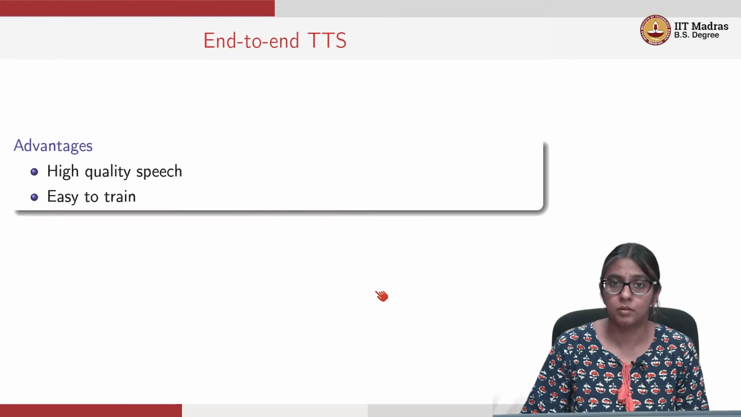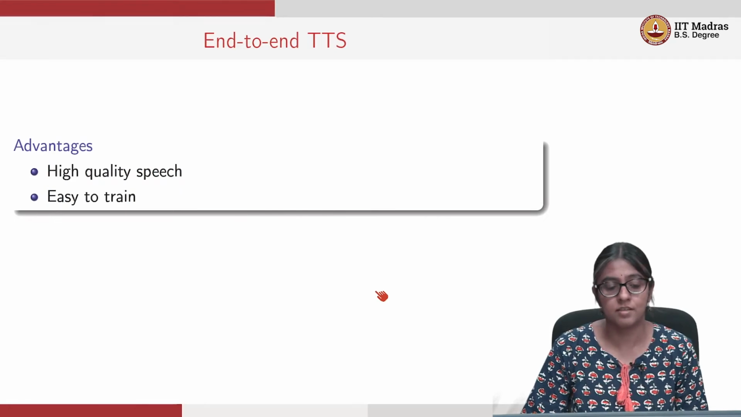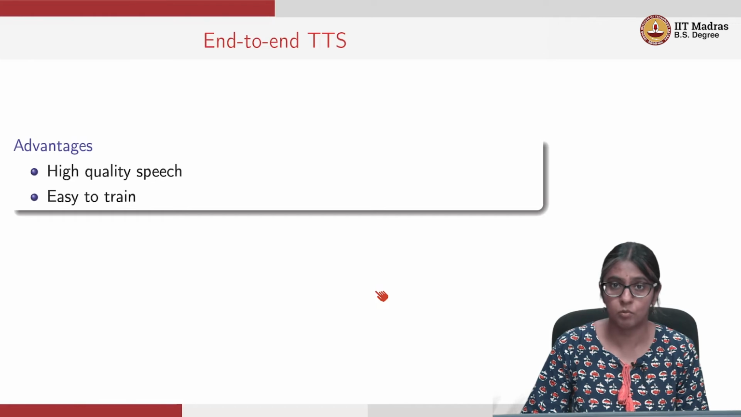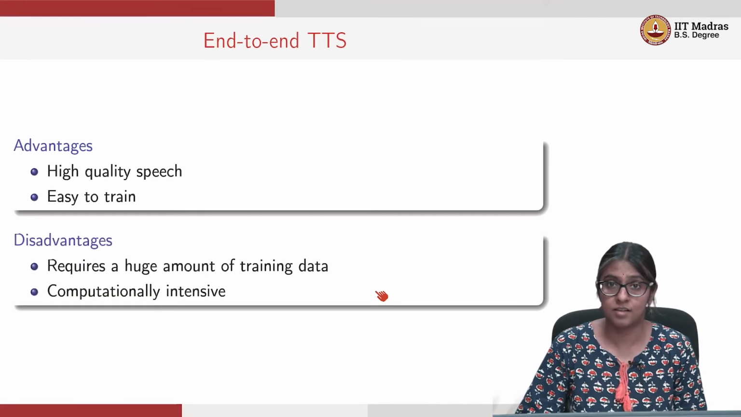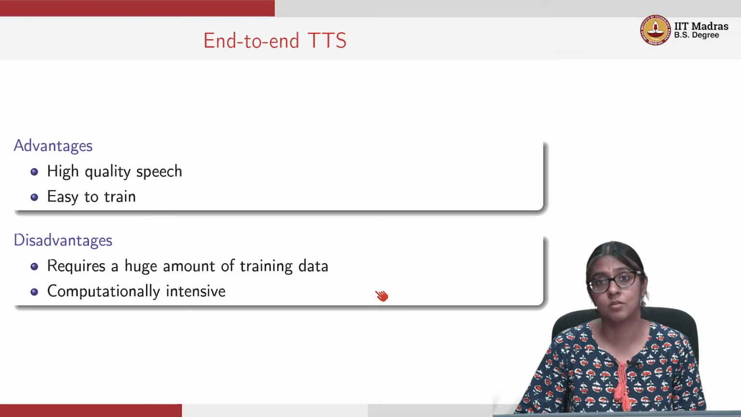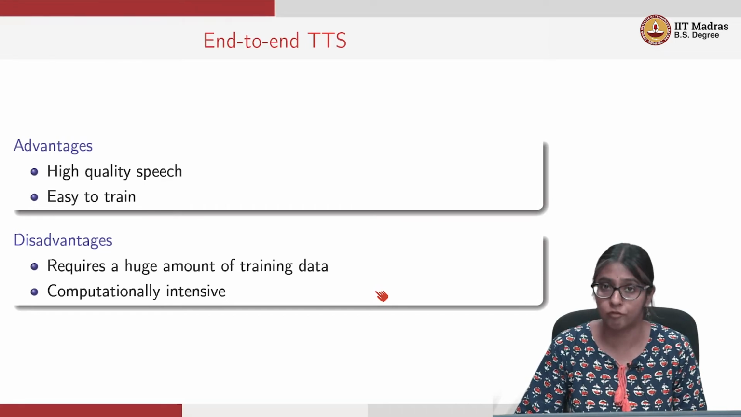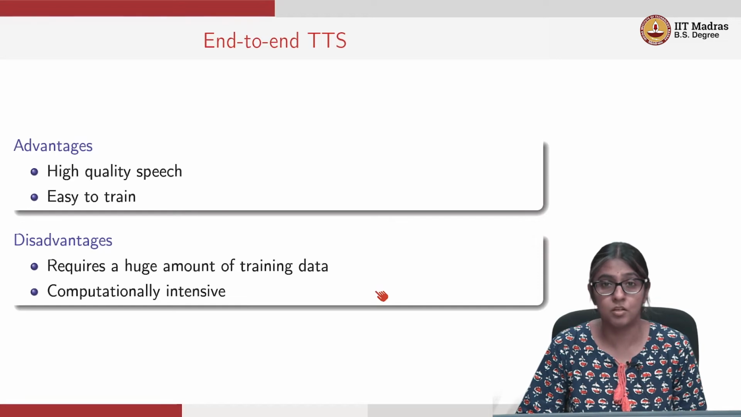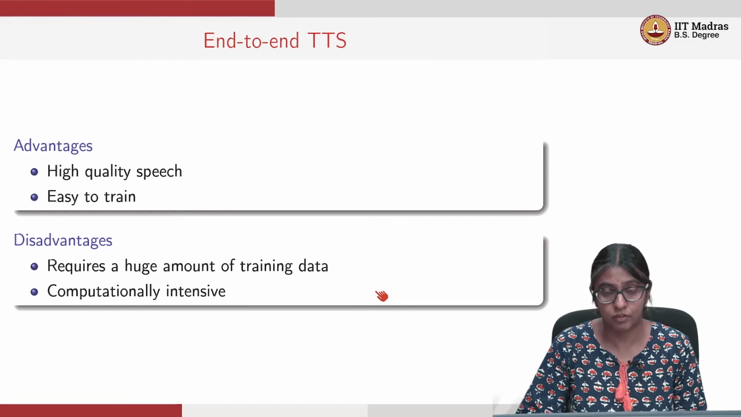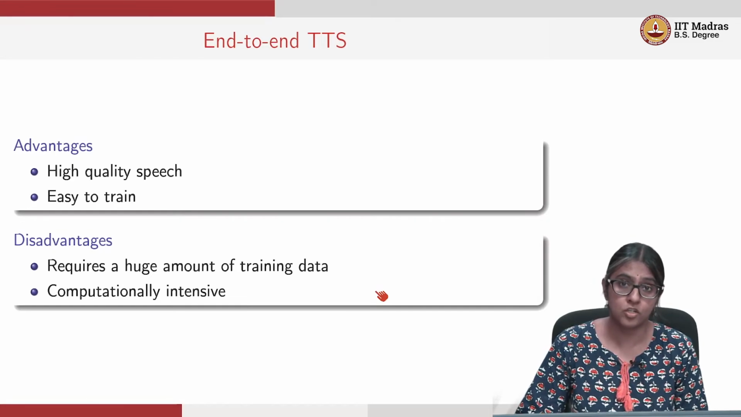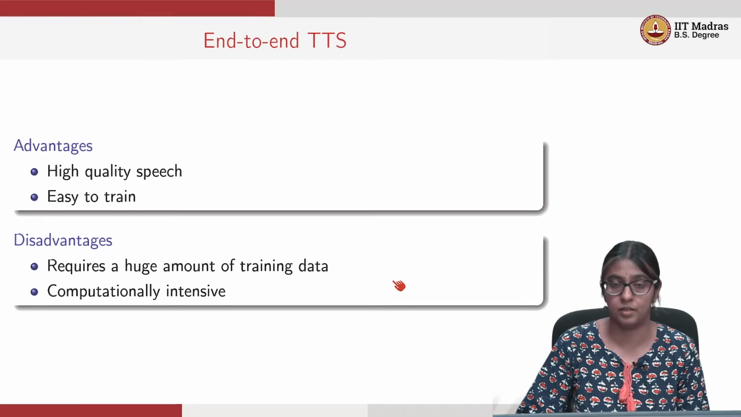So coming to the pros and cons of end-to-end TTS, the advantages are it produces really good, high quality speech, and they are easy to train. But the disadvantages are that to produce this good quality speech, it requires a lot of training data, typically 25-30 hours of data. And these are computationally intense. All of them require GPUs for training.